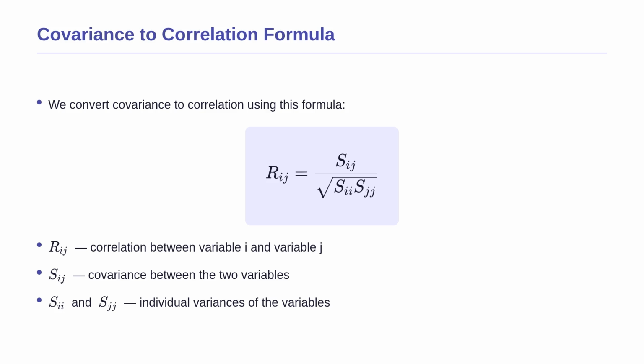To achieve this standardization, we can easily convert any covariance value into a correlation value using a simple formula. In this conversion formula, R sub ij represents the correlation between variable i and variable j. The term S sub ij is the covariance between those two variables, taken directly from the off-diagonal of our sample covariance matrix. The terms S sub ii and S sub jj are the individual variances of variable i and variable j, taken from the main diagonal of the matrix.